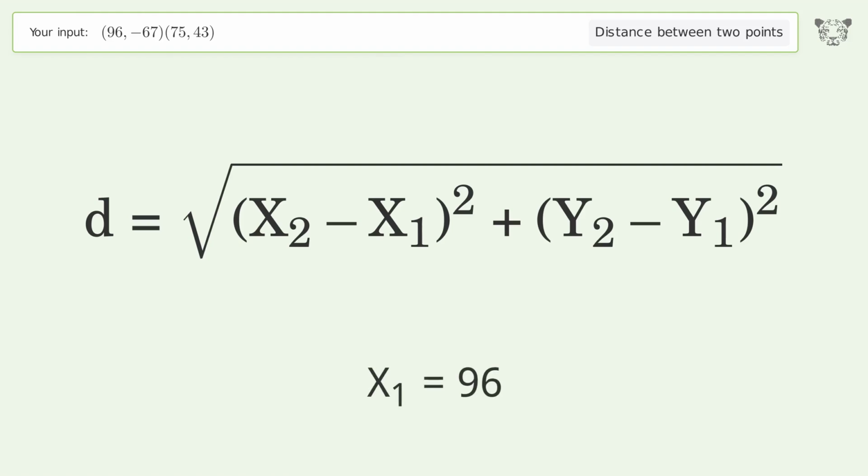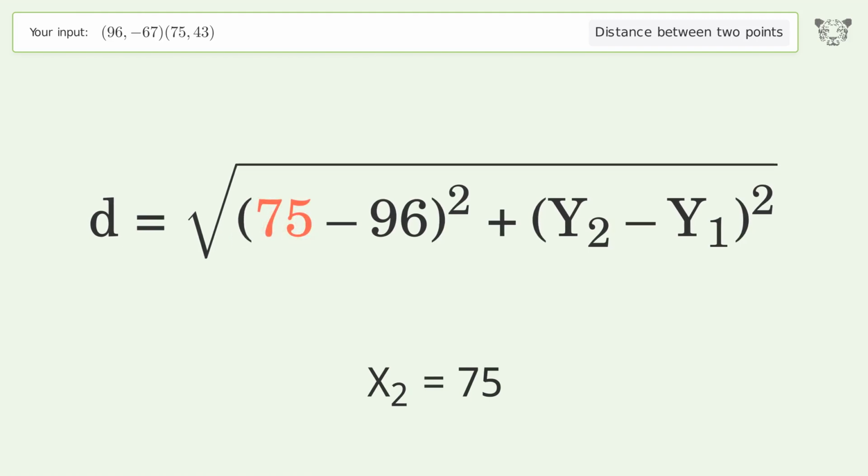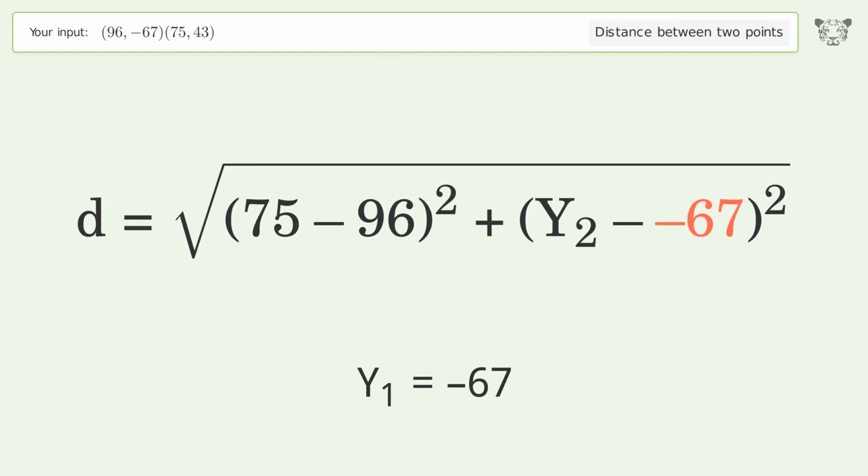x1 equals 96. x2 equals 75. y1 equals -67. y2 equals 43.